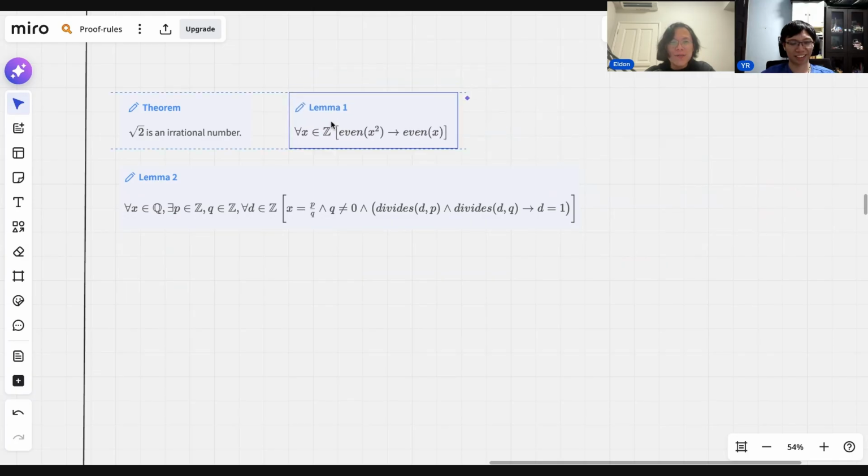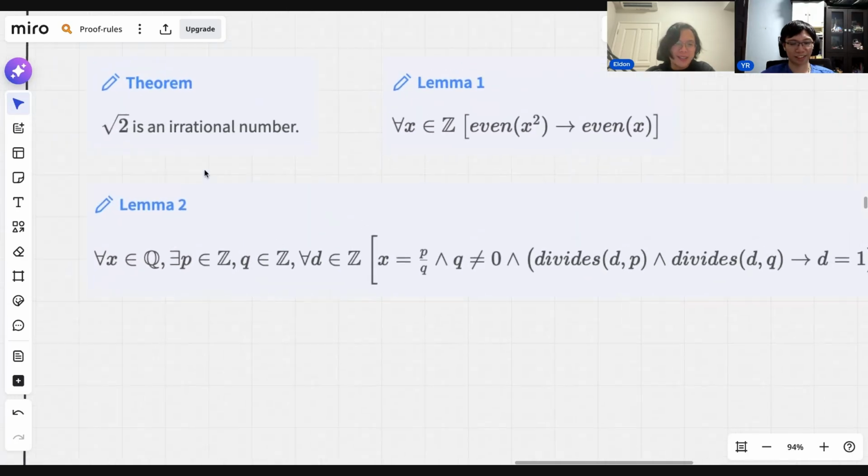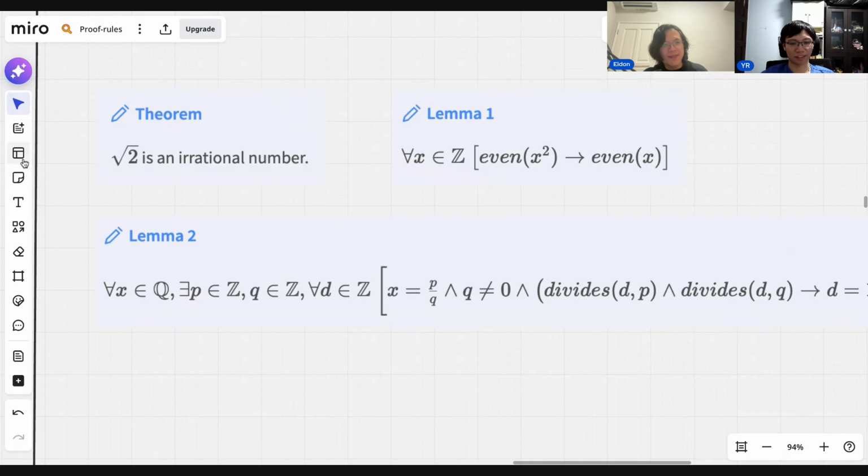So we're gonna try to prove that square root of 2 is an irrational number. In other words, we want to prove, let me write this down. We want to prove that square root of 2 cannot be written as a fraction, basically.